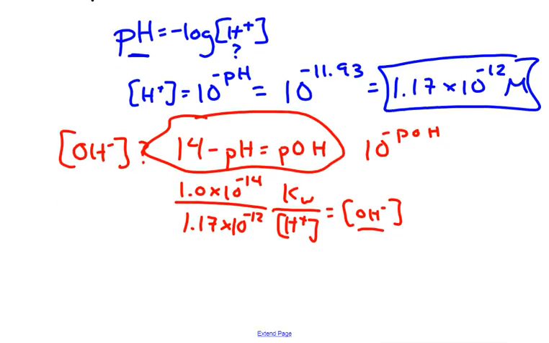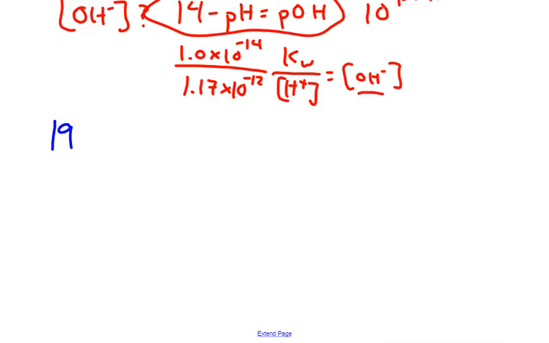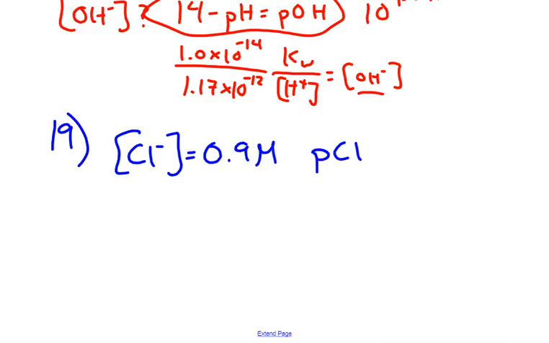More of kind of, look at it. It's on the right. If Cl minus equals 0.9, so concentration of Cl minus equals 0.9, what is pCl? Libby, what are you going to do?